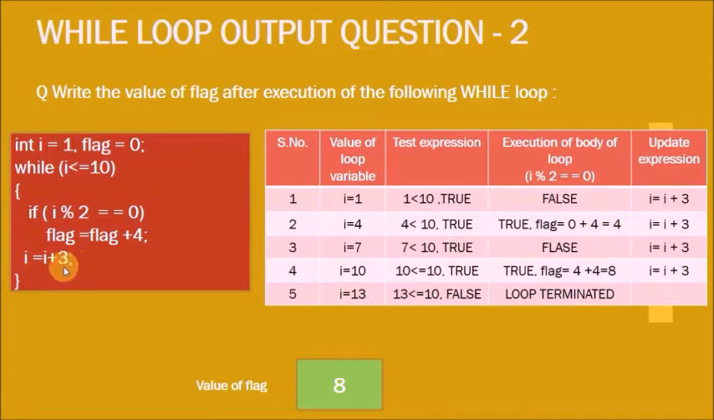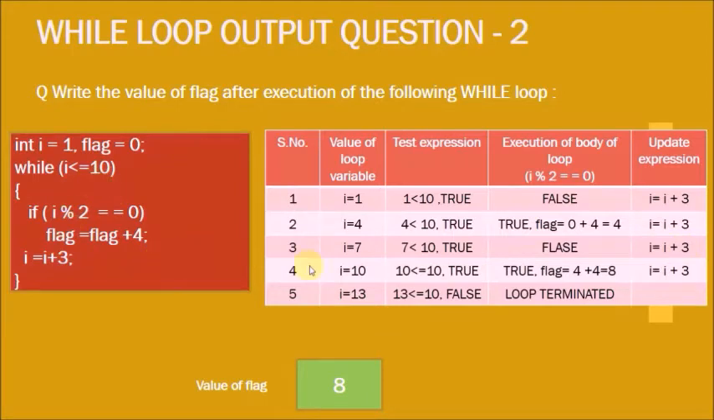Now the next is the update expression. I equal to I plus 3. So I is incremented by 3 here. So earlier the value of I was 4. So 4 plus 3 becomes 7. So we will go to the test expression again. 7 less than equal to 10. Again this is true. So we will go to the body of the loop. Now 7 modulus 2. We will check this. 7 modulus 2, is it equal to 0? No, this is false. So flag statement will not be executed and we will go to the update expression, that is I equal to I plus 3. The value of I was 7. So 7 plus 3 becomes 10.